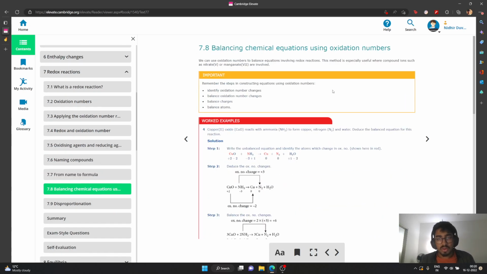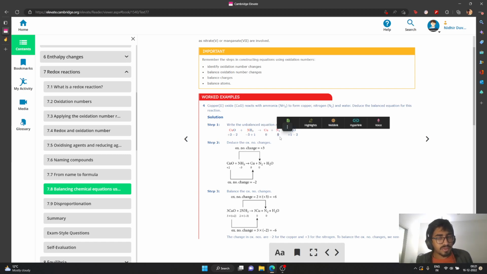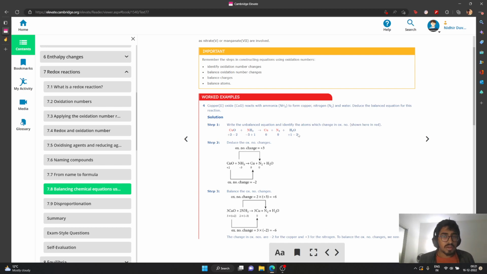Okay, last two things that we're going to talk about. First, you can balance equations using oxidation numbers. We have already kind of looked at it when we made the electrons equal and then cancelled them out on both sides. We'll do a similar thing here. Let's see an example. So we have an unbalanced equation first, right? We try to find the oxidation numbers of all of them. So oxygen is minus 2, so copper will be plus 2. Here hydrogen is plus 1, so nitrogen is minus 3. This is an element, so copper is 0, and this is an element, so nitrogen is 0. Here this is 2 and minus 2.